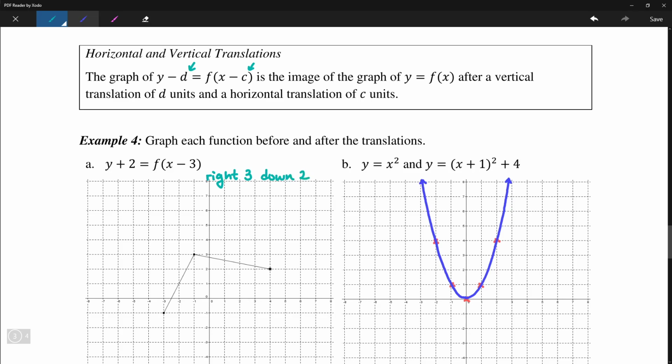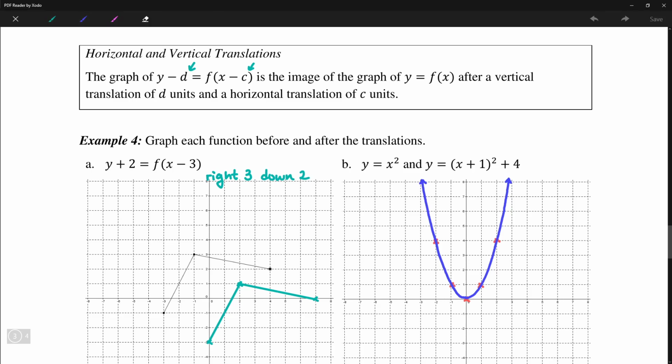So we'll take each of the points of the graph, move 3 spaces to the right and down 2 spaces, like so, and then connect them together. Again, we'll have a congruent graph in a new location. Okay. And on the right-hand side, we have a parabola.